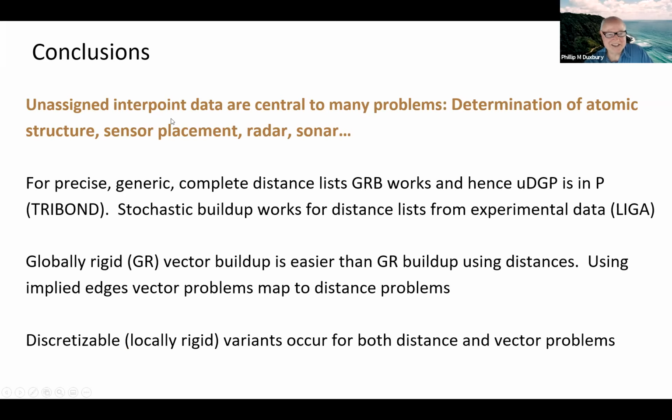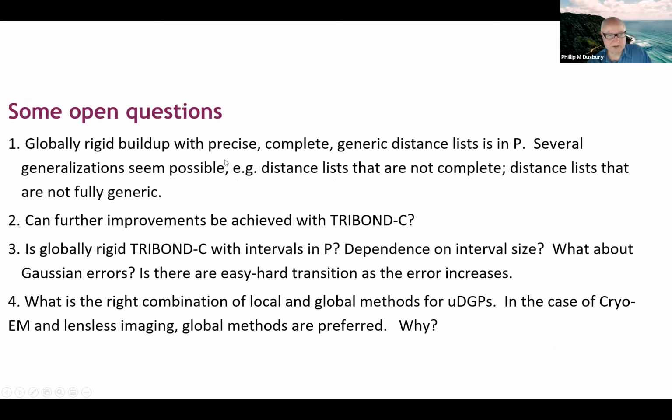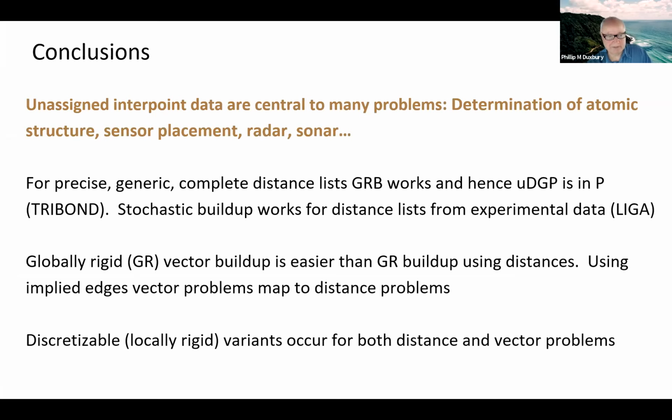So unassigned interpoint data are essential to many problems, and there's a long list here. Even in the NMR case, the assignment experiments are kind of difficult and time consuming. If we can figure out how to do the experiments so that we get more precise experiments that are not assigned, then we can use these kind of globally rigid build-up processes. Our first target, though, is pair distribution function data. And we're just about at the point now where we can develop an algorithm that can be used for that purpose.